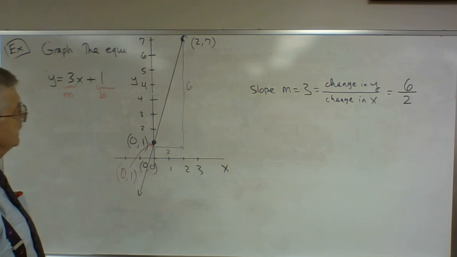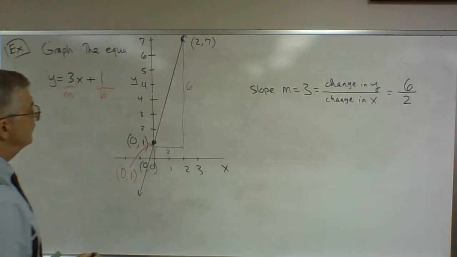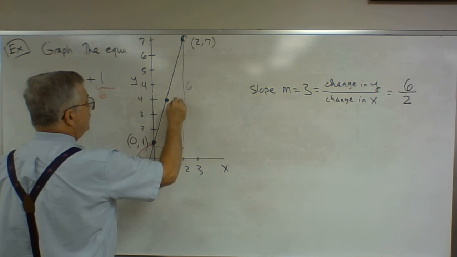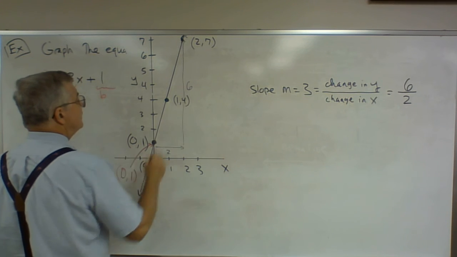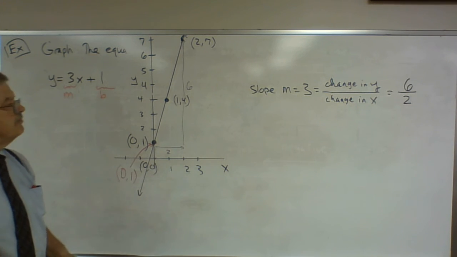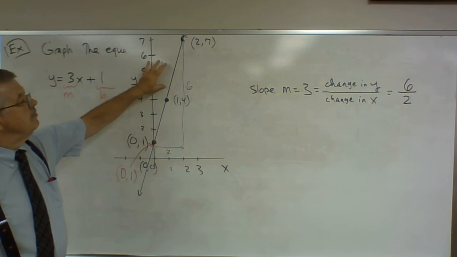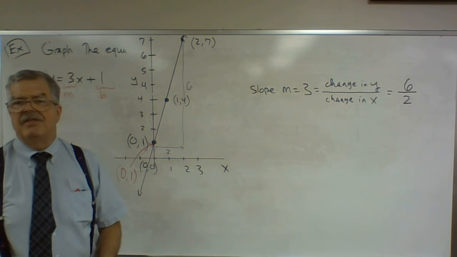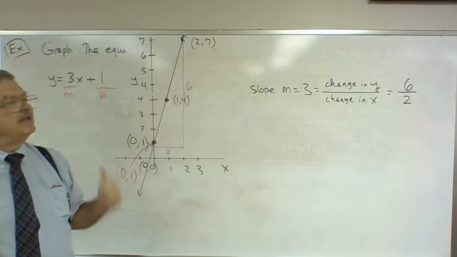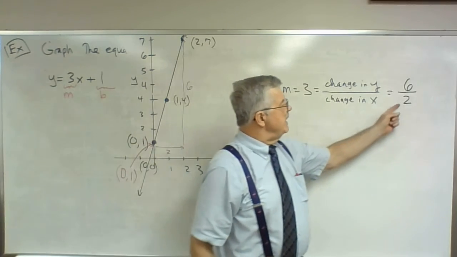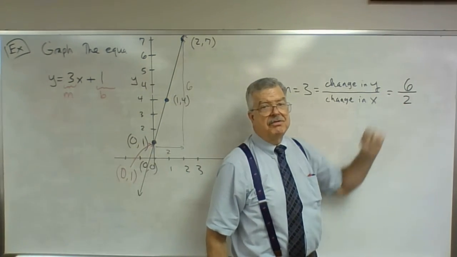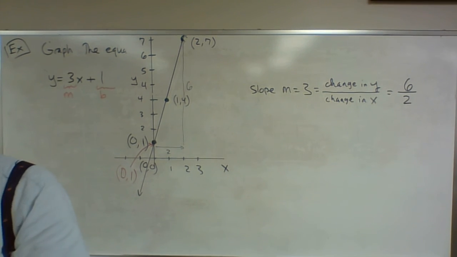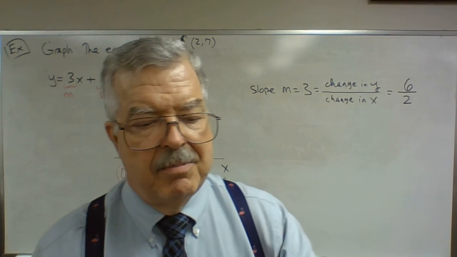And you know what? We're going to get the same line that we had before. Check it out. The point x equals 1, y equals 4 is on this line. So this method gave us the same line that we got using change in x equal 1 and change in y equal 3.